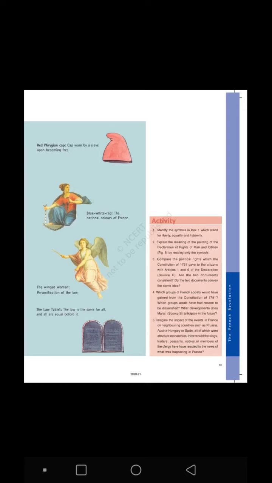4. Which groups of French society would have gained from the Constitution of 1791? Which groups would have had reason to be dissatisfied? What developments does Marat, source B, anticipate in the future? 5. Imagine the impact of the events in France on neighboring countries such as Prussia, Austria, Hungary, or Spain, all of which were absolute monarchies. How would the kings, traders, peasants, nobles, or members of the clergy there have reacted to the news of what was happening in France?